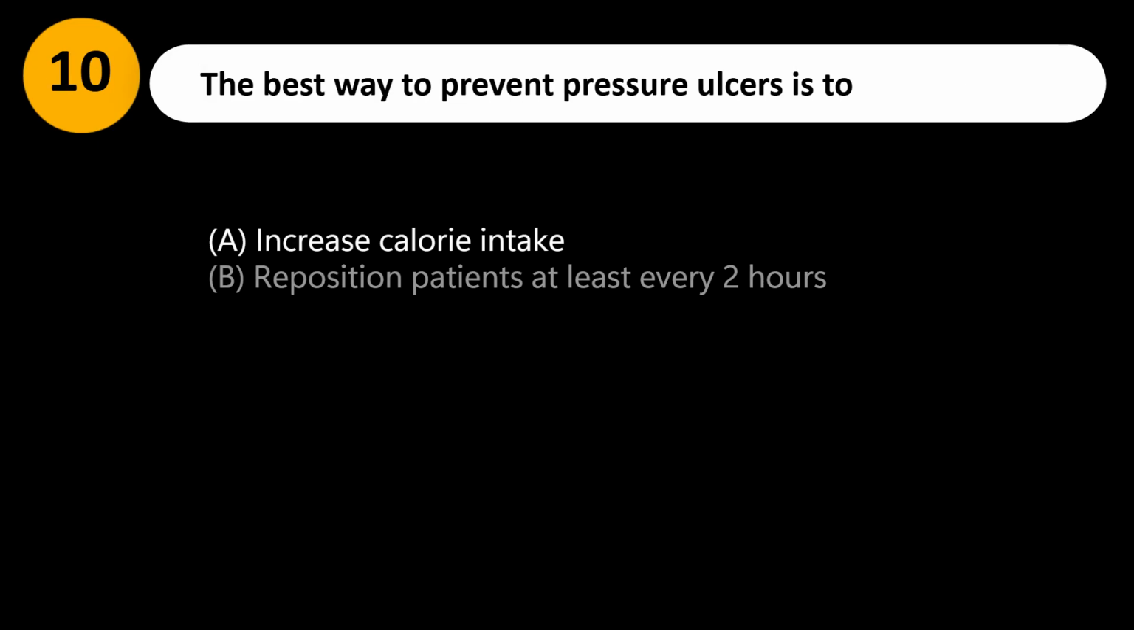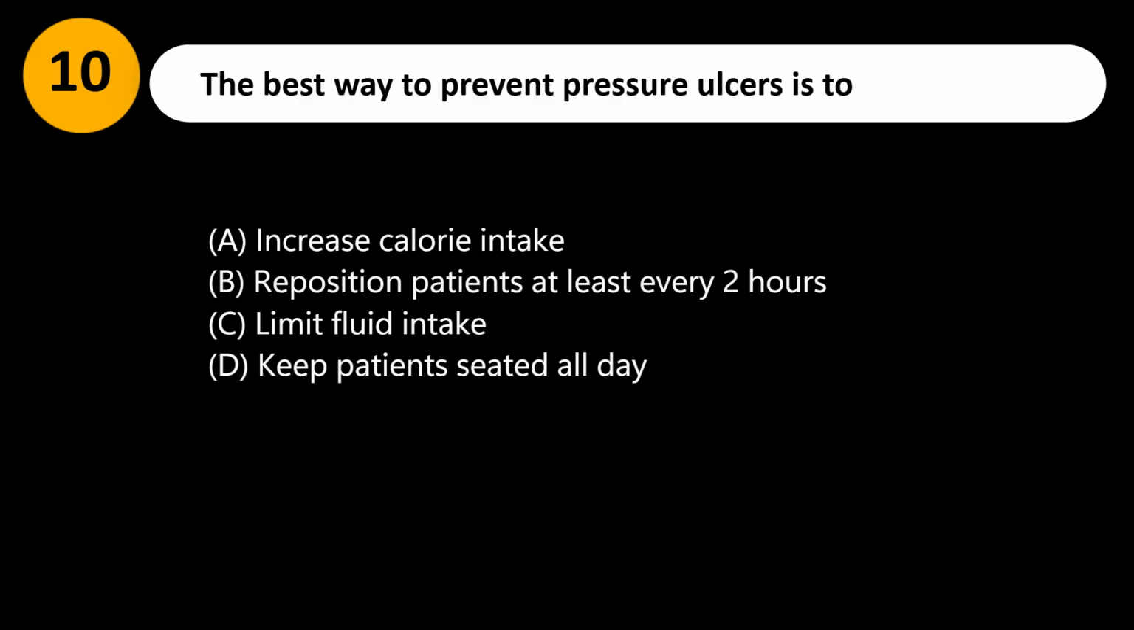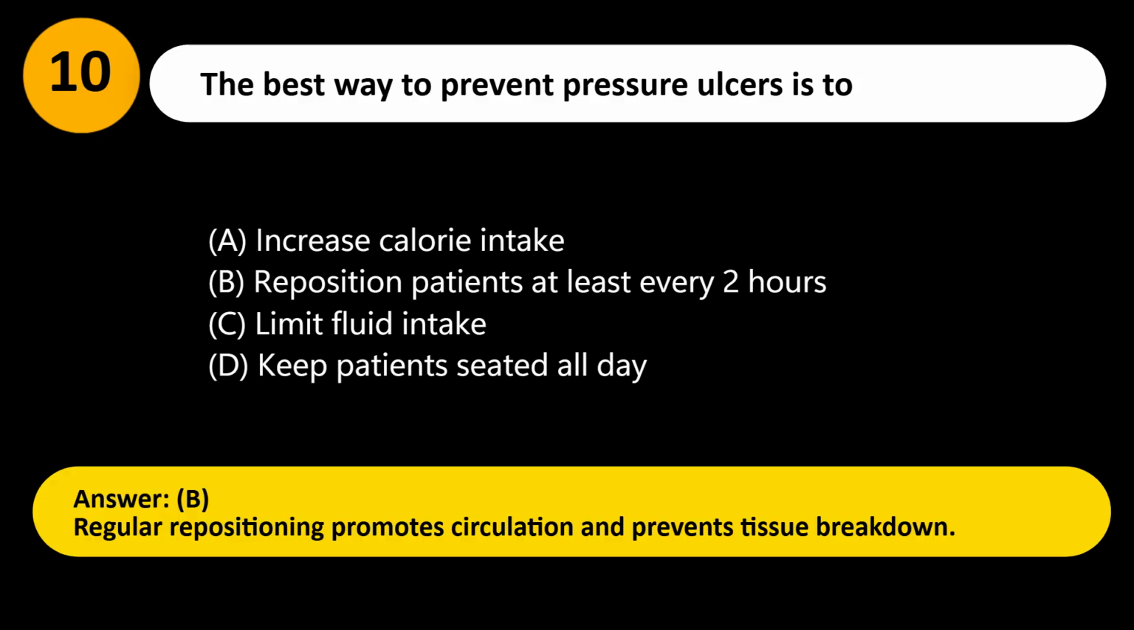The best way to prevent pressure ulcers is to A. Increase calorie intake. B. Reposition patients at least every 2 hours. C. Limit fluid intake. D. Keep patients seated all day. Answer: B. Regular repositioning promotes circulation and prevents tissue breakdown.